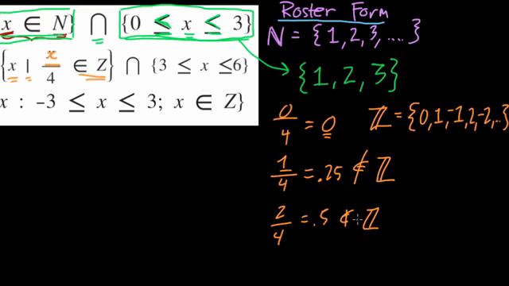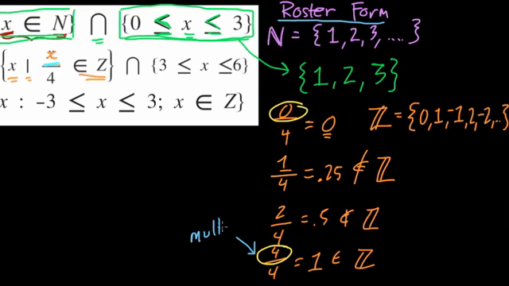3 wouldn't work, but 4 would. 4 over 4 is 1, and 1 is an element of the integers. So if we look at this so far, 0 works and 4 works. And if you think about what's happening, when you divide something by 4 and the result's still an integer, that means the values you can use are 0 and then multiples of 4, positive and negative multiples of 4.